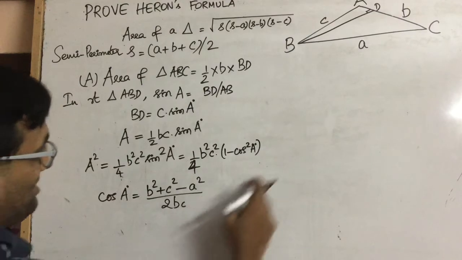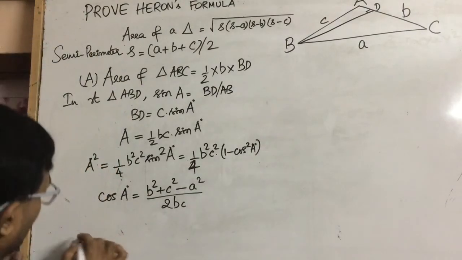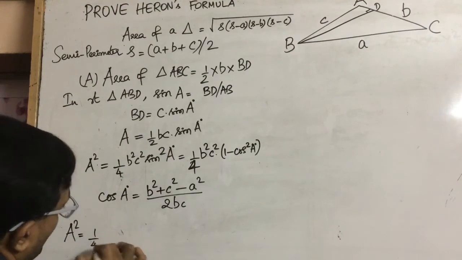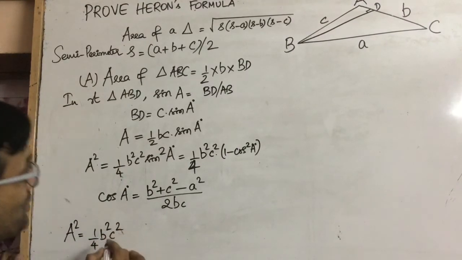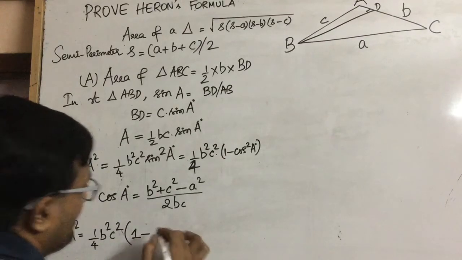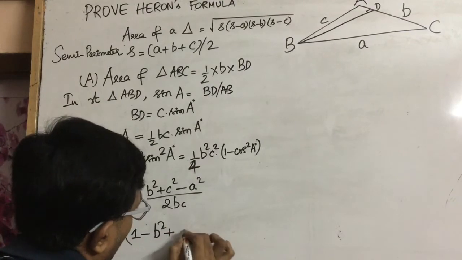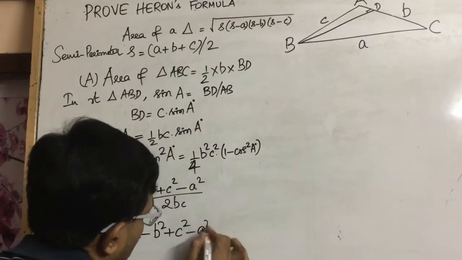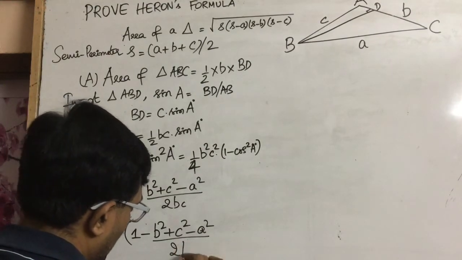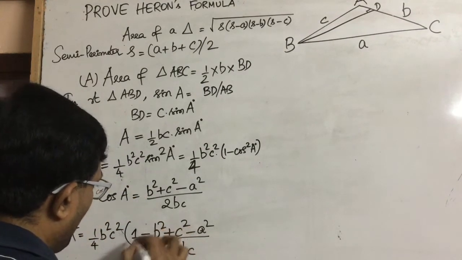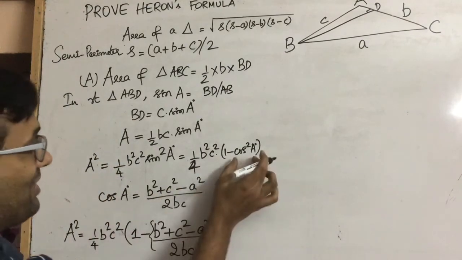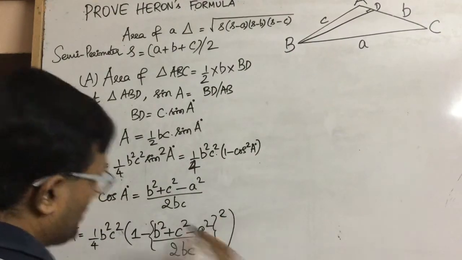Now we substitute this back here. So we would get A squared is equal to 1/4 of b squared times c squared times (1 minus ((b squared plus c squared minus a squared) by 2bc) squared). This we would have to square up. This is cos A. What we have here is cos squared A. And then we close the bracket here.